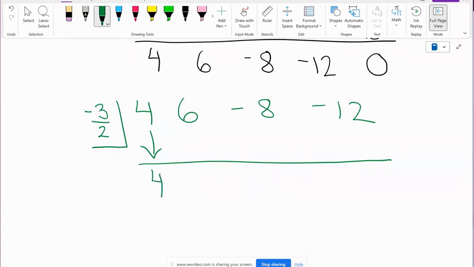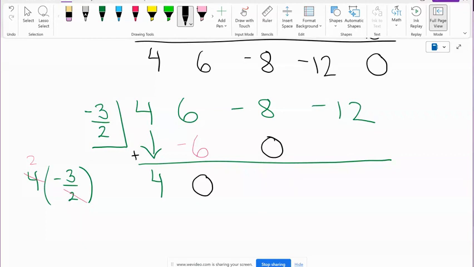So now we're going to do 4. Bring down that 4. So now we're going to do 4 times negative 3/2. Can't we cross simplify that? So 2 goes into 4 twice. Then you're left with 2 times negative 3, which is a negative 6. Negative 6 plus a positive 6 is 0. 0 times anything is 0.